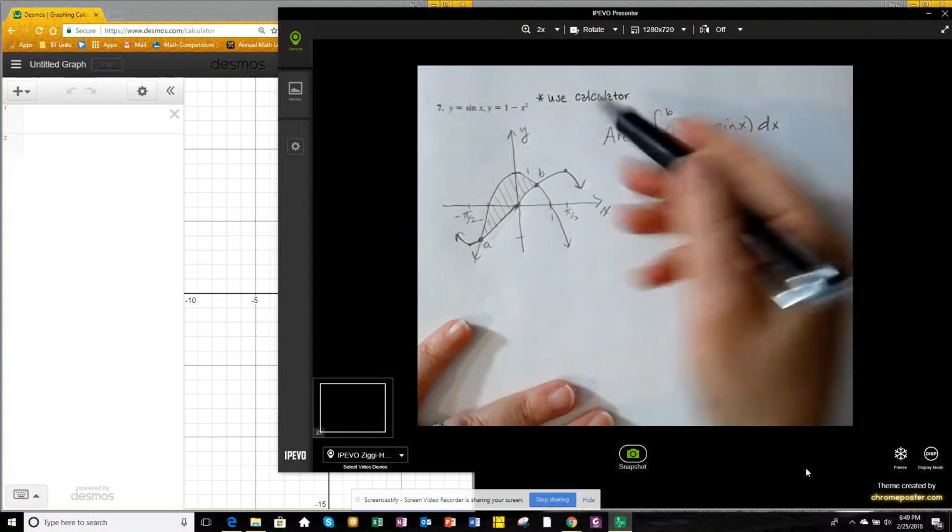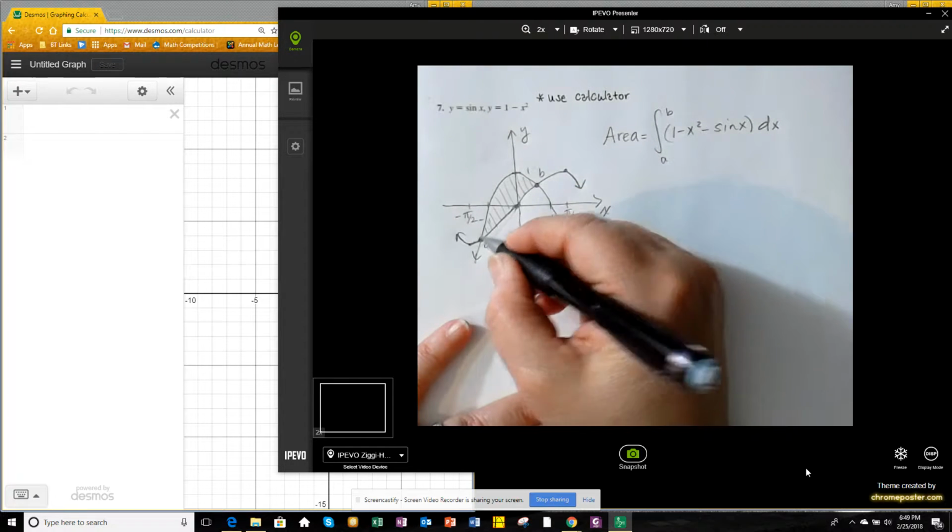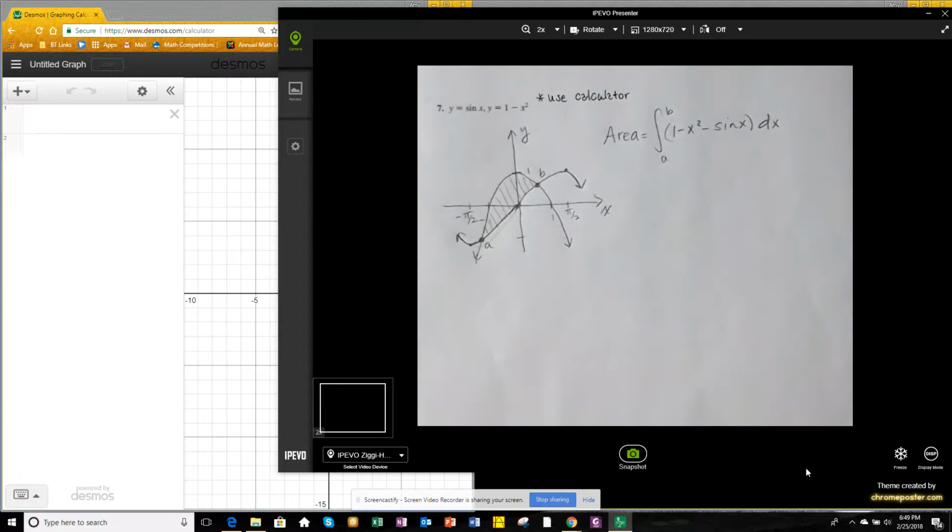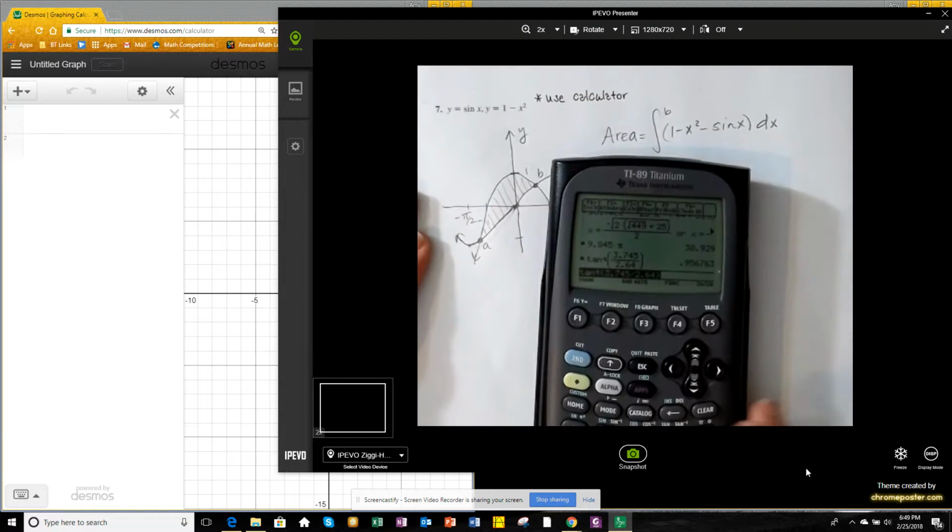Well, the tricky part here is that we have to use a calculator to find the points of intersection of that curve and the sine x. In order to find those points of intersection, we're going to need our calculator. So I'm going to get out my calculator. And here it is.